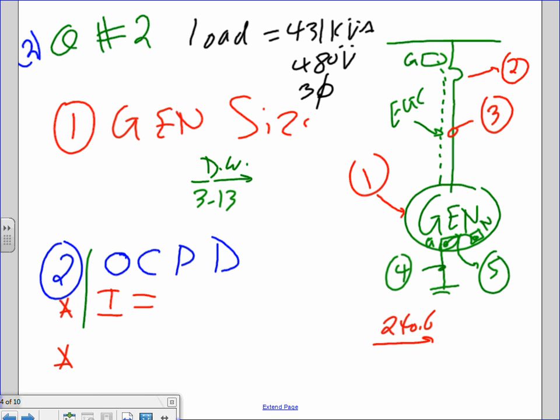Same calculation, different numbers. For generators, here's a generator that I tie to my system. The load that I need to pick up, guys, is 431 kVA.